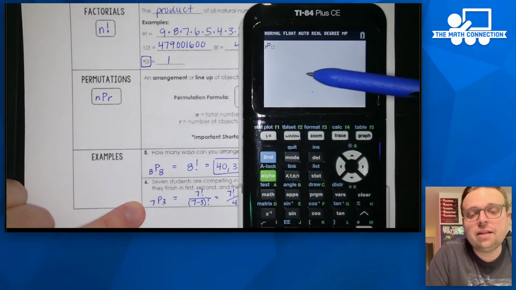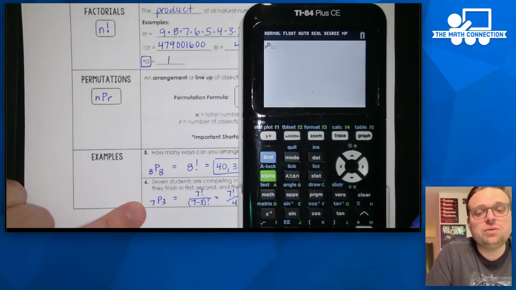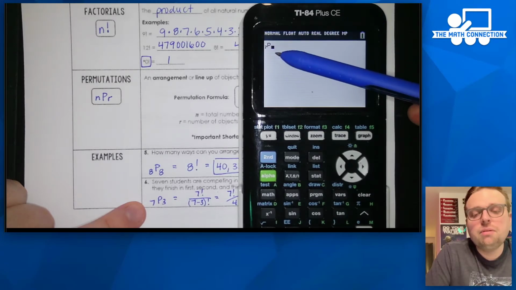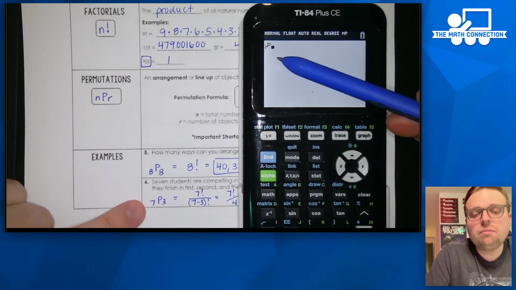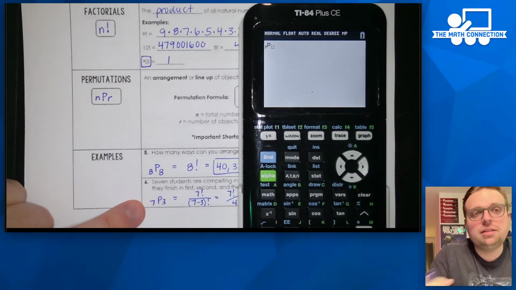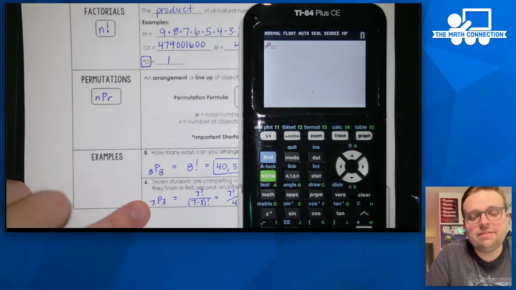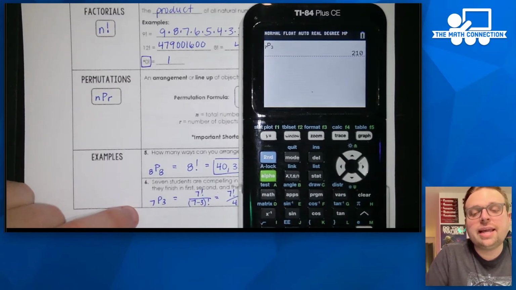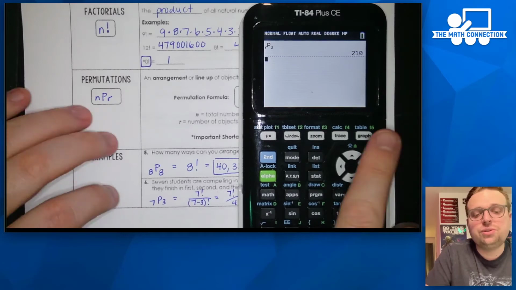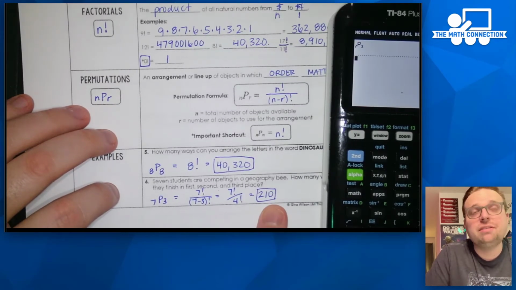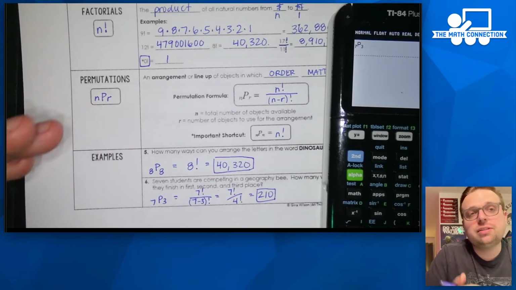And notice what my calculator did. It might look a little different if you don't have an 84 Plus color edition, but it still should work out the same. The n value went into the subscript automatically. So all I have to enter now is the value for r, which is 3, and hit enter. And it calculated for me that the answer for this is 210, which matched what we did for our formula. So you can trust that button.